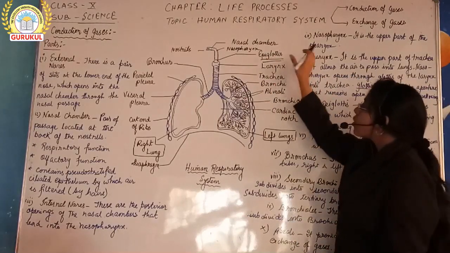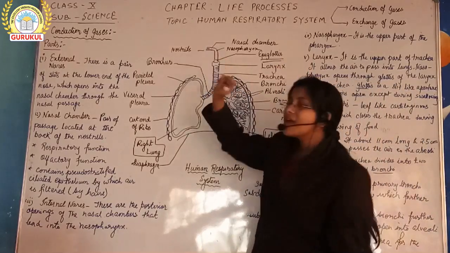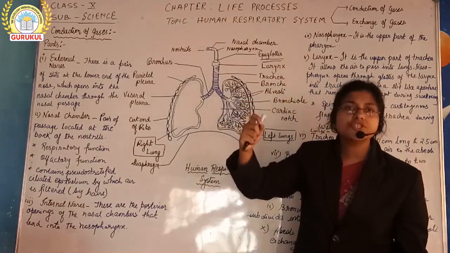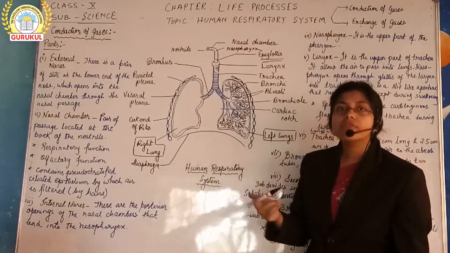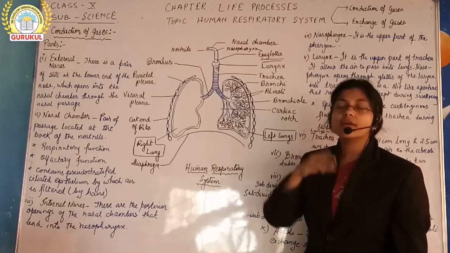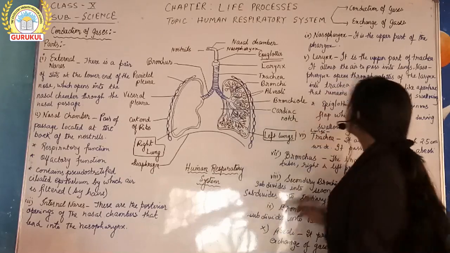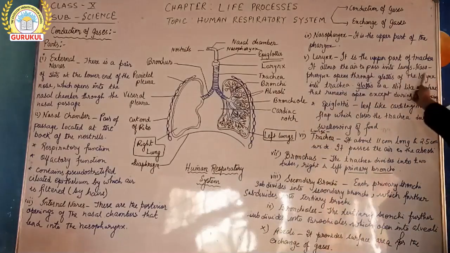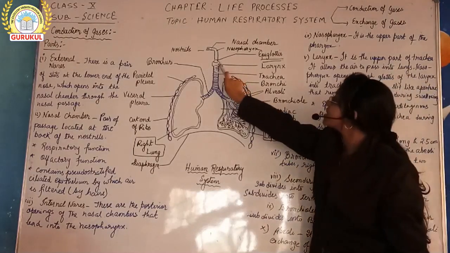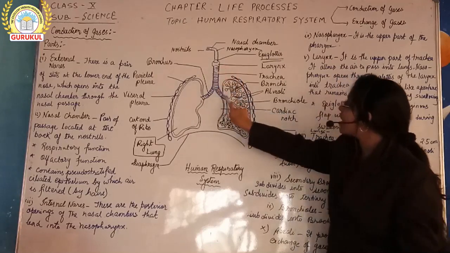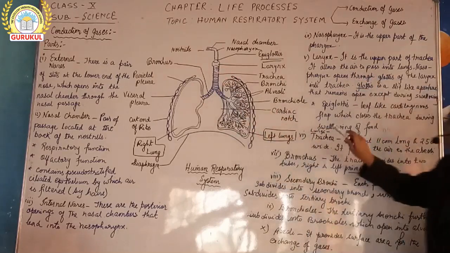See, pharynx opens into trachea, but it is guarded by epiglottis. It is a cartilaginous leaf-like structure which closes the windpipe when we swallow food, so that the food doesn't pass into the windpipe or trachea. Right? So see, larynx is the upper part of the trachea which allows the air to pass into the lungs. So this is the larynx, this is the trachea, it passes into the lungs. The air, it allows it to pass into the lungs.